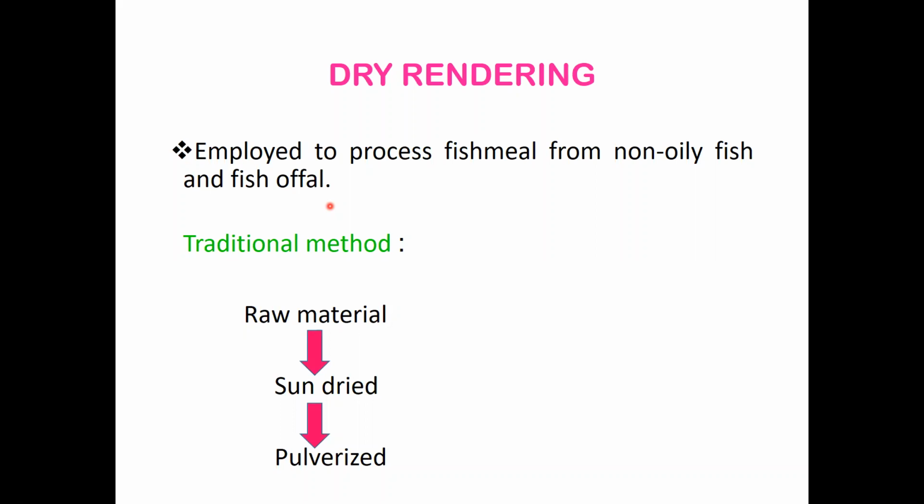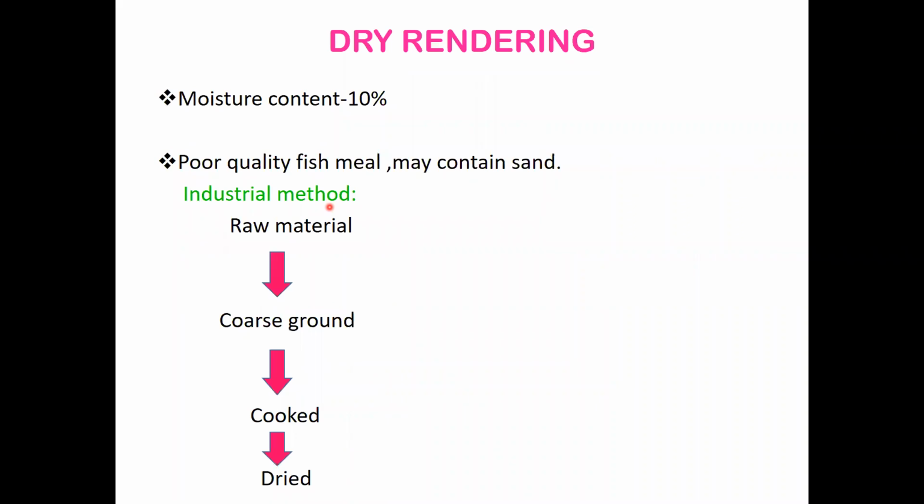It's a traditional method. So here is how we can produce the fish meal. First we have raw materials. These raw materials we sun dry. After drying, we pulverize, that means we do grinding. So this dried fish will be converted into small pieces. That is the fish meal. The moisture content after the drying will be 10%.